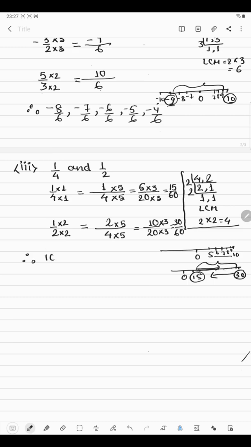So I am taking from 16 by 60, the denominator will be 60: 17 by 60, 18 by 60, 19 by 60, 20 by 60. So this way we will find the rational numbers in between.